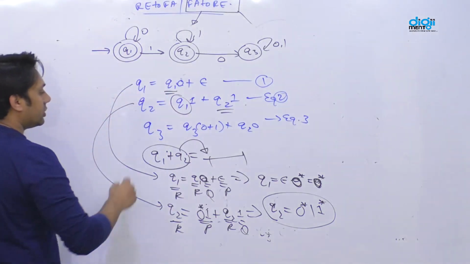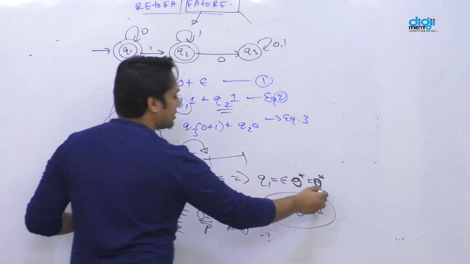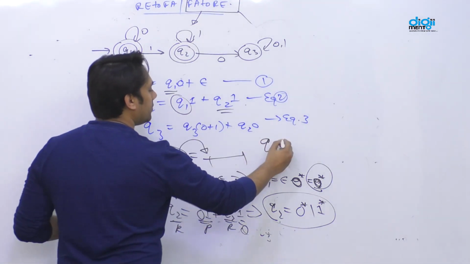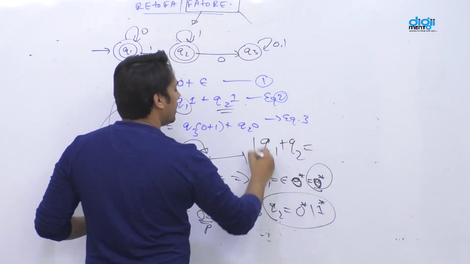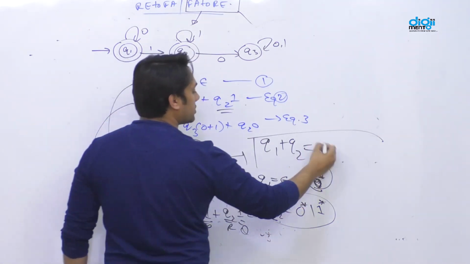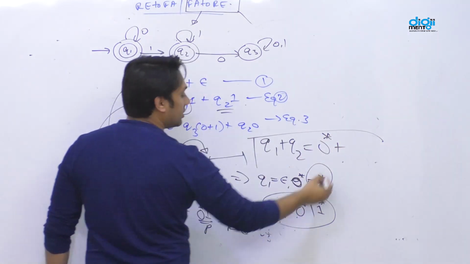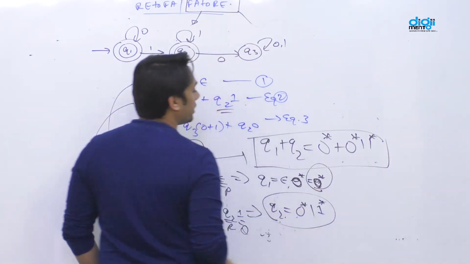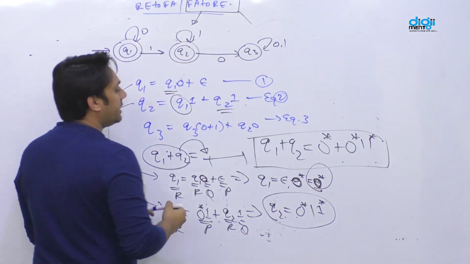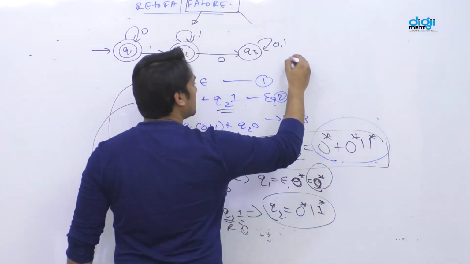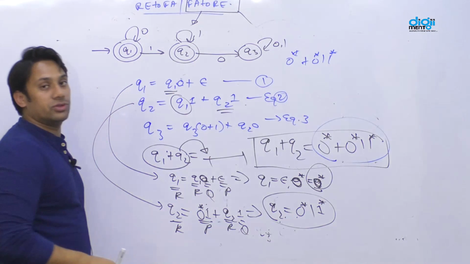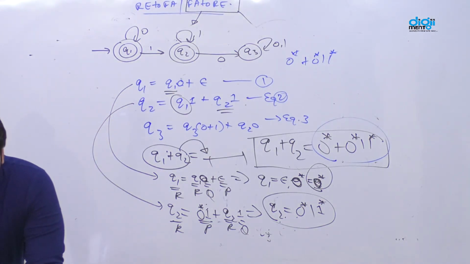So you got an equation for Q1. So Q1 के लिए equation क्या है? 0 star. And you got an equation for Q2. So your solution will be Q1 plus Q2. And your Q1 is 0 star plus your Q2 is 0 star 1 1 star. So this is your solution regular expression. So this entire diagram can be represented by this, which is 0 star plus 0 star 1 1 star. That's it. So this is how you can convert this diagram. Clear?